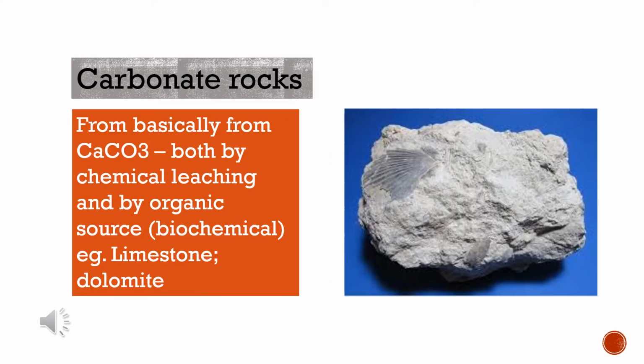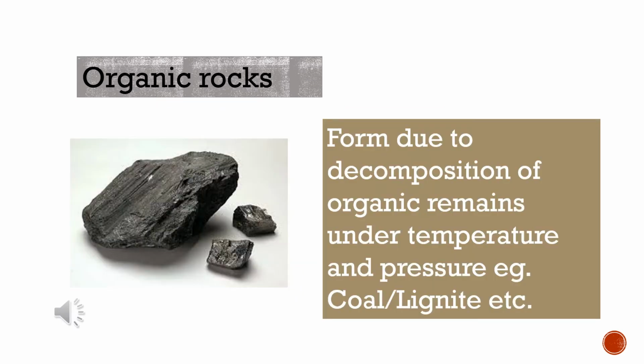And then the carbonate rocks. It is basically from the carbon calcite, both by chemical leaching and by organic source. For example, limestone. These are composed of calcium carbonate. Lastly is the organic rocks, from decomposition of organic remains under temperature and pressure. Coal is classified as an organic sedimentary rock because coal is made up of decomposed plants which are organic.